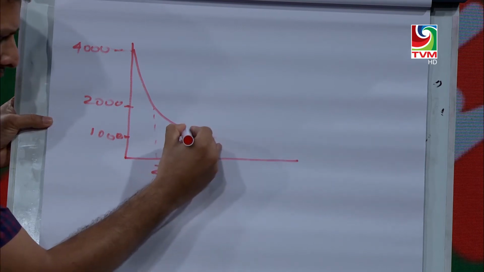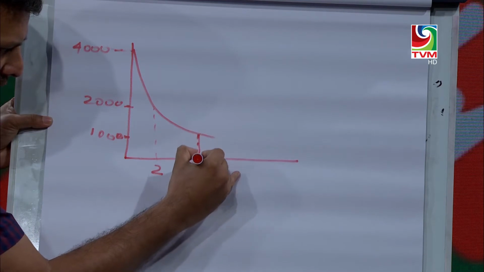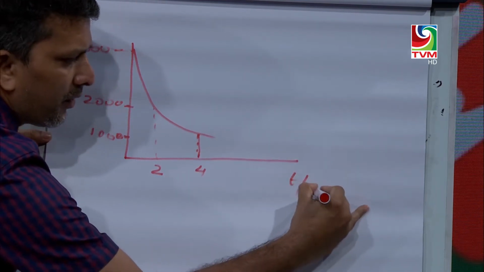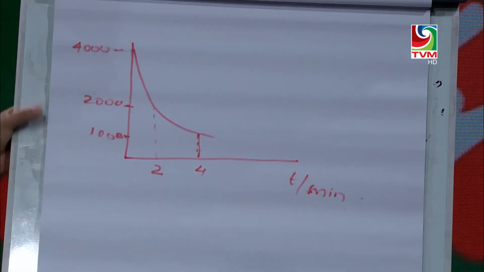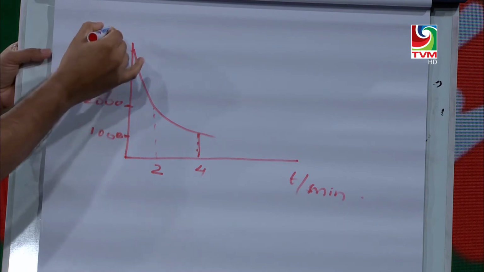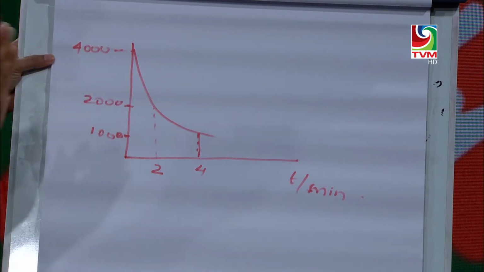Then 2 minutes, 4 minutes, like that. This is time, in minutes or seconds or days. This is the decay rate. Now look, from this graph, at the beginning the count is 4000.